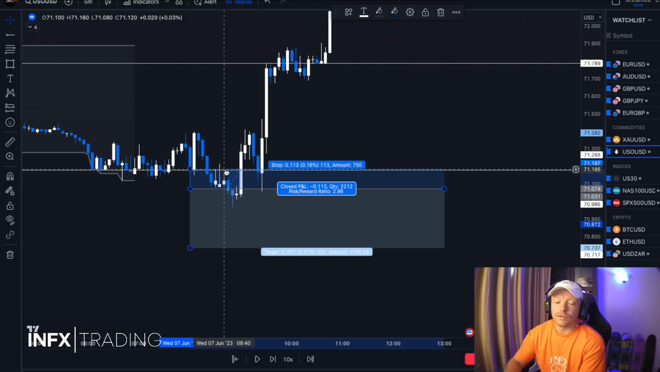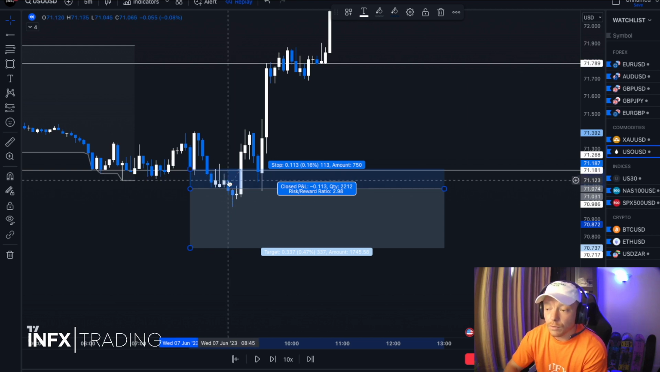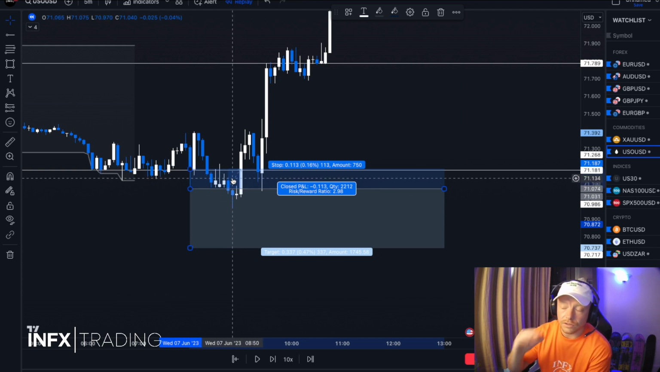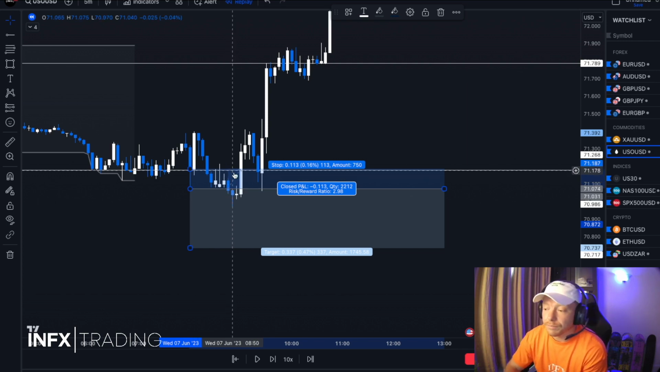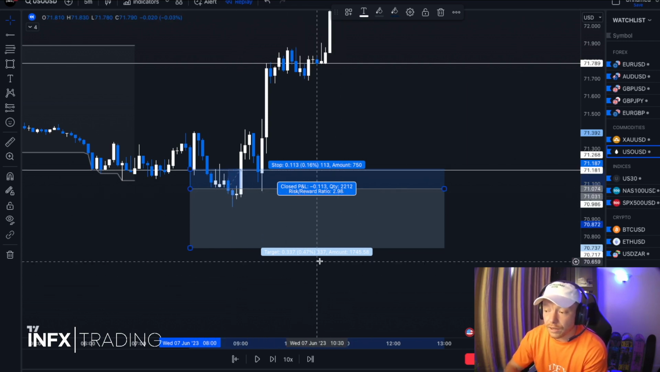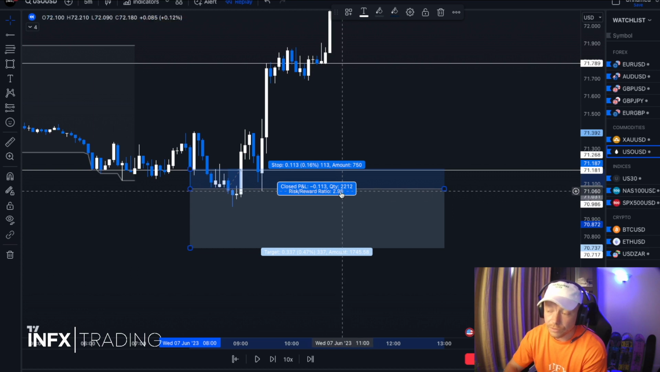Now, depending on whether you risk by percent or you trade by lot size. I trade by risk, so this would be a 1% risk for me. But if you're trading just set lot sizes, this is only 111 pips for a potential 337, or 1 to 3 risk to reward.